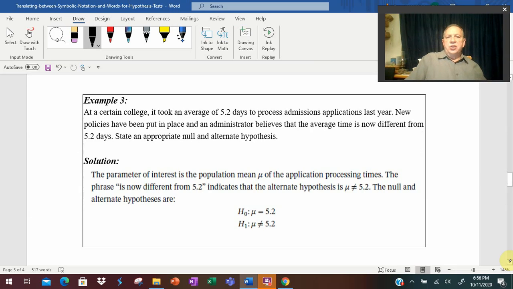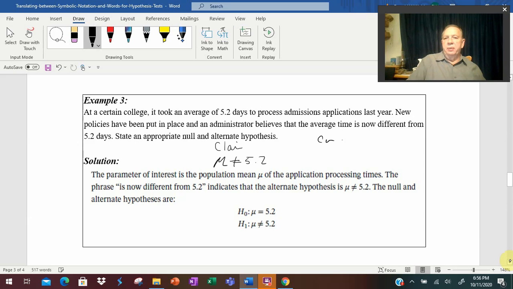So at a certain college, it took an average of 5.2 days to process admissions applications last year. New policies have been put in place, and an administrator believes that the average time is now different from 5.2 days. State an appropriate null and alternate hypothesis. So this is his claim or his hypothesis, that the average time mu is no longer 5.2 days, no longer equal to this.